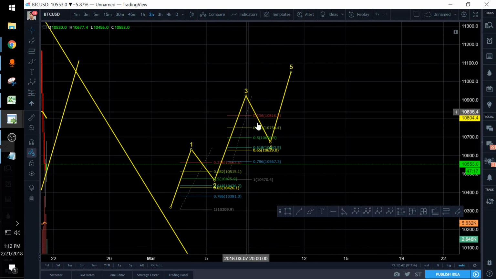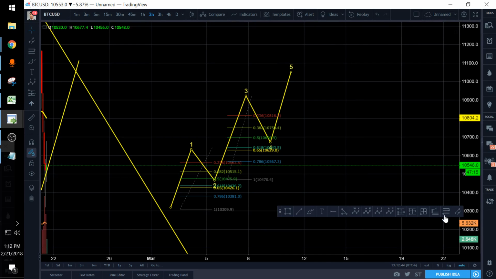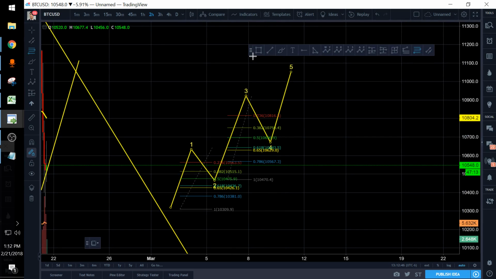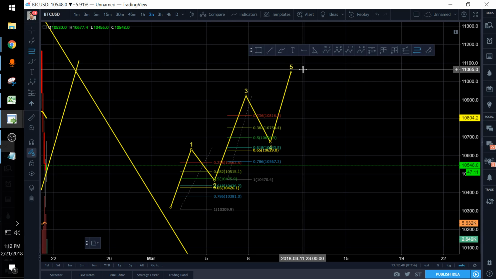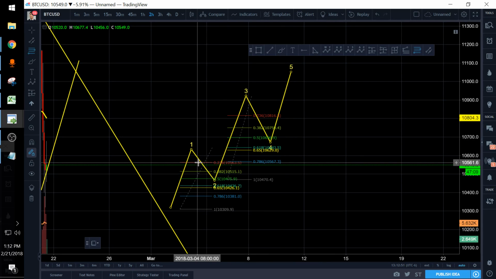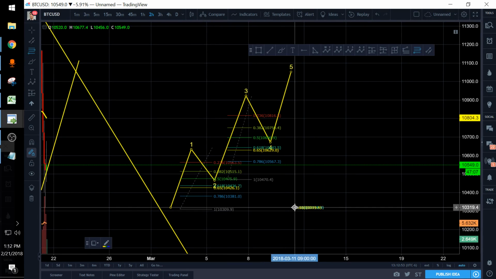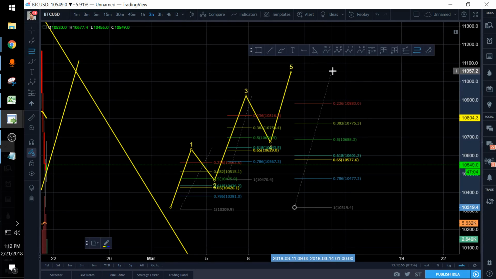Oh, sorry, the other way around. The wave 4 correction is only taken for wave 3. Wave 2 correction is only taken for wave 1. And then we take our wave 5 correction.